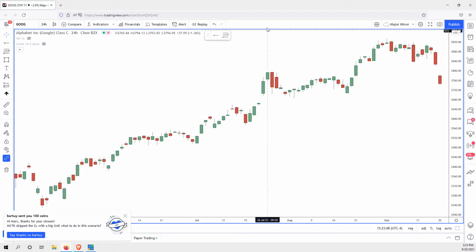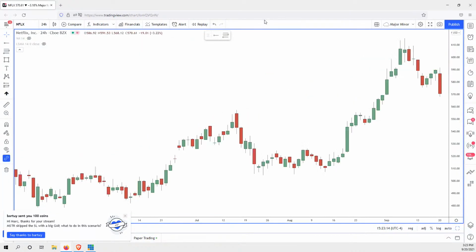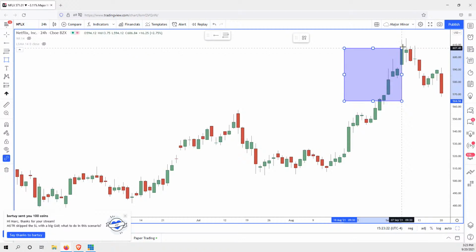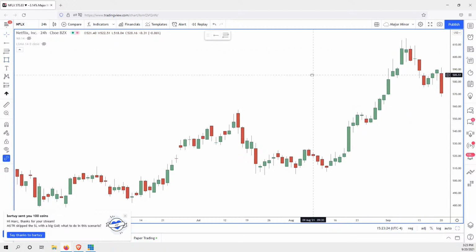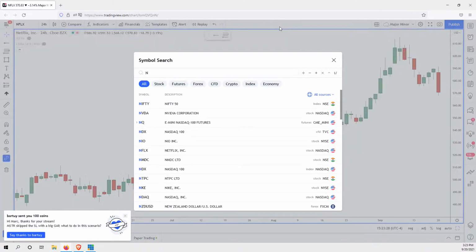So all of this weakness. What's another one? Netflix, NFLX. Let's take a look. Lower high, bearish candle, big surprise. So we're getting the sell-off. All the people that got sucked in to all of this nonsense over here are now getting pushed out. Okay, so what do you do now? Well, let's take a look at the S&P.